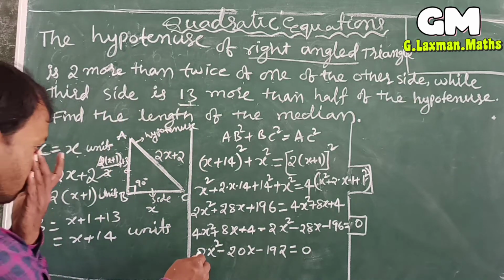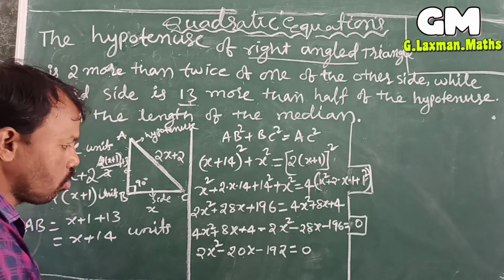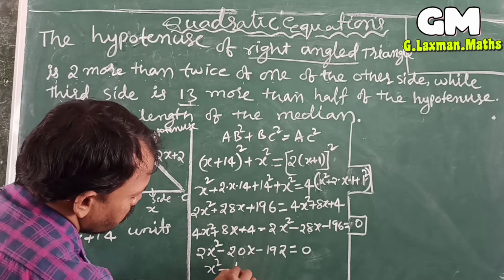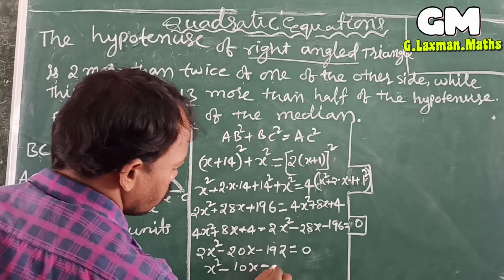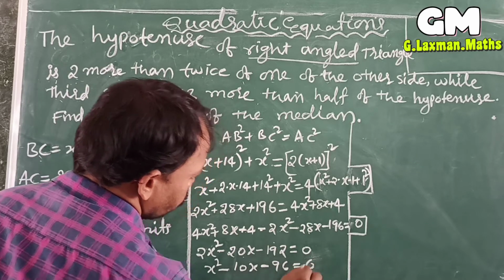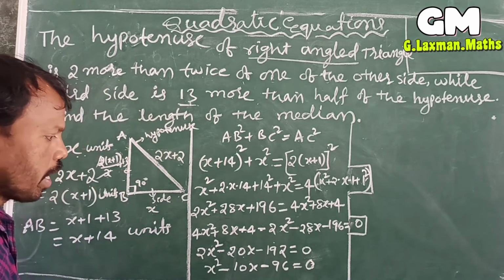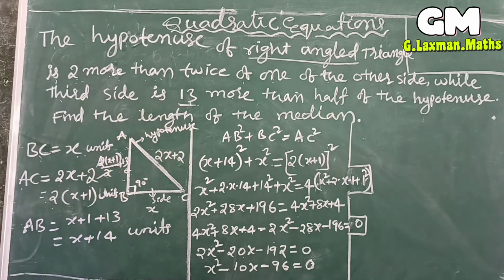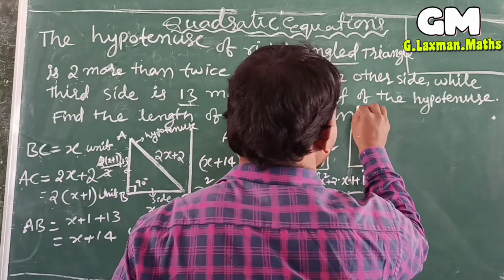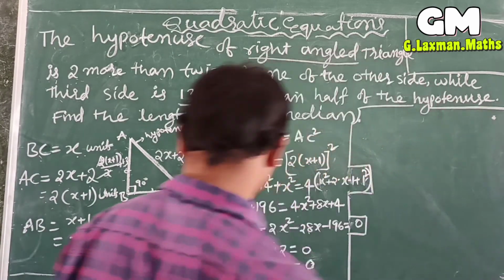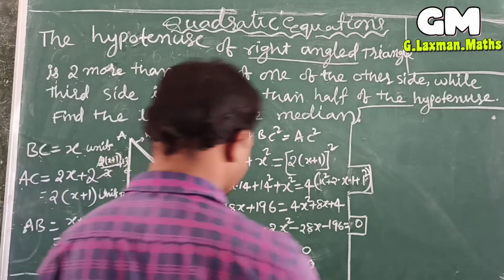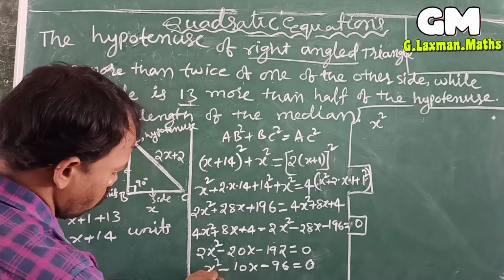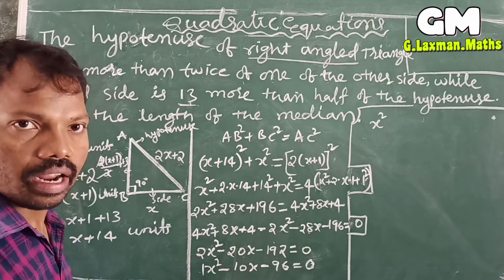Now here these are all multiples of 2. Then take 2 as a common factor. Divided by 2, you will get x square minus 10x minus 96 is equal to 0. Now we have to do factorization. The coefficient of x square is 1 and here we have 96.